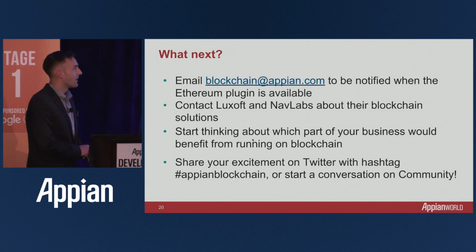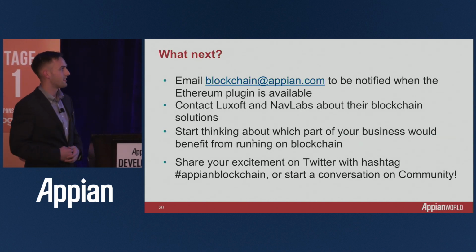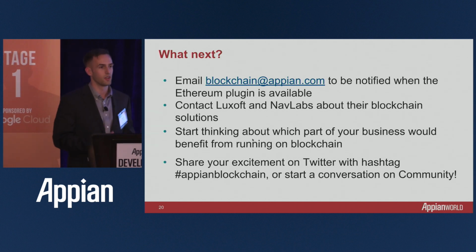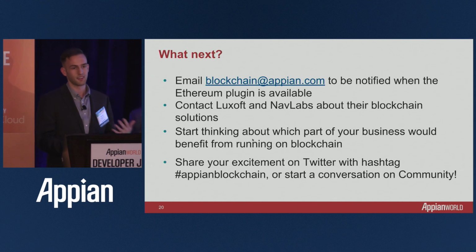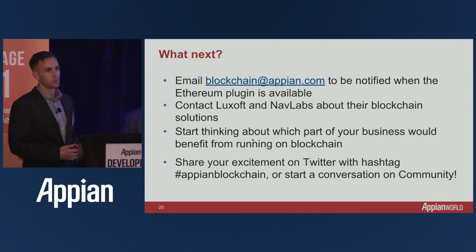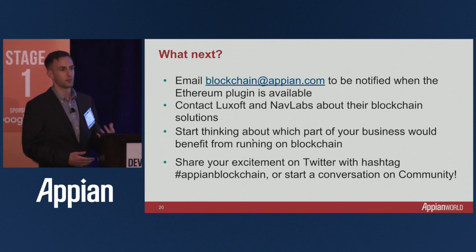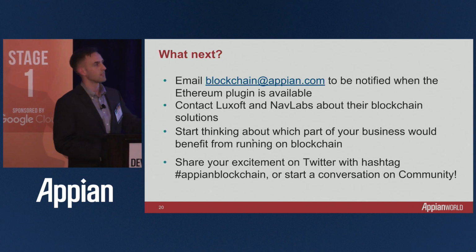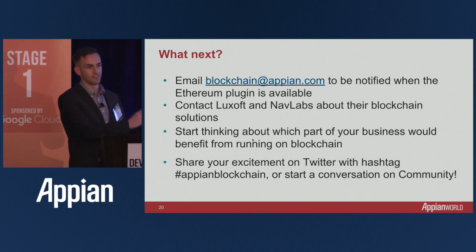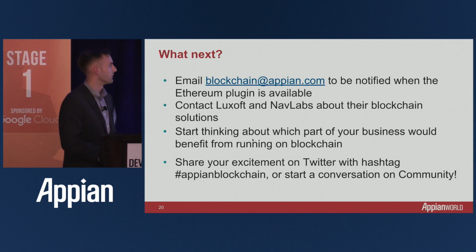So what's next? Email blockchain@appian.com so you can be notified when the Ethereum plugin is officially released. It should be in the next couple of weeks after 18.2 has been released. So we'll be providing first the plugin to communicate with the Ethereum network, and then also with 18.2 some new features around the wallet design to make it even easier for your users to use.